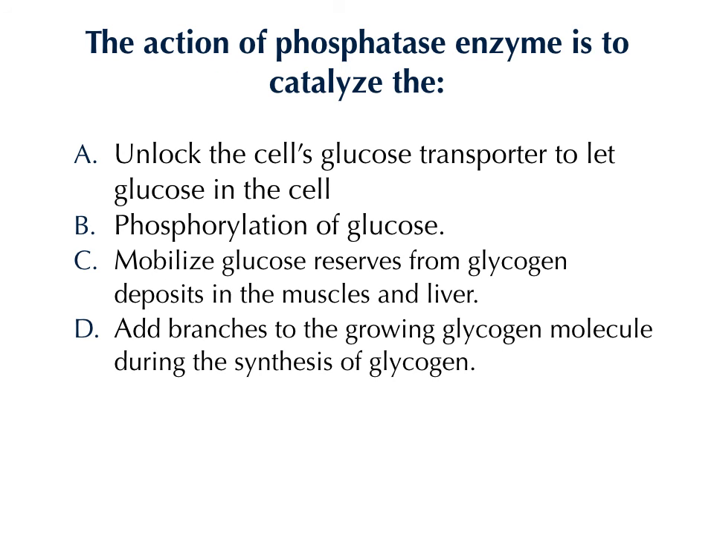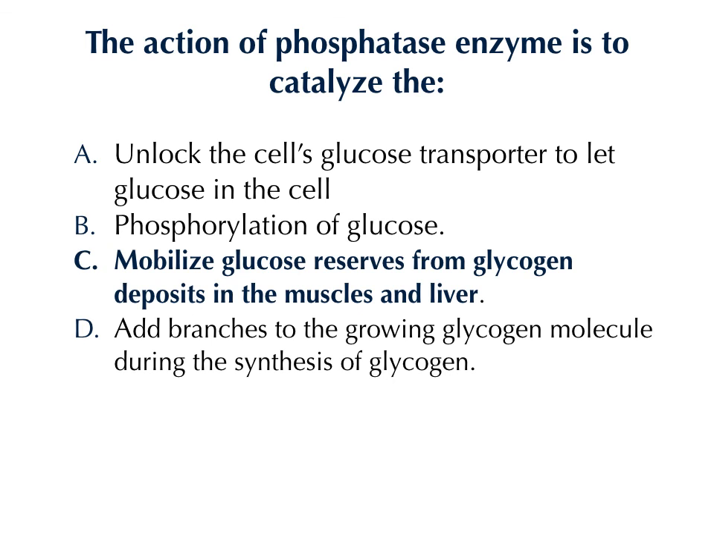All right, the action of phosphatase enzyme is to catalyze which of the following? Okay. Does it unlock the glucose transporter? Does it phosphorylate glucose? Does it mobilize the glucose reserves from glycogen deposits in the muscles and liver? Or does it add branches to the growing glycogen molecule during the synthesis of glycogen? And I hope you picked that it mobilizes the glucose reserves from glycogen deposits in the muscle and liver.